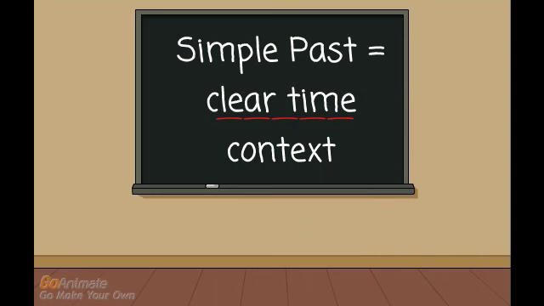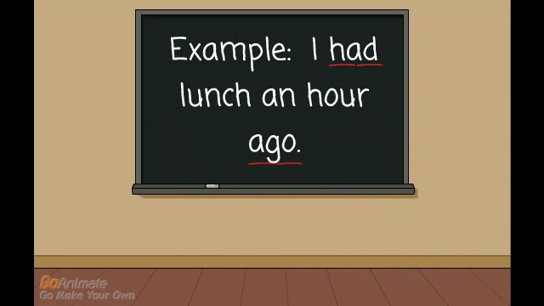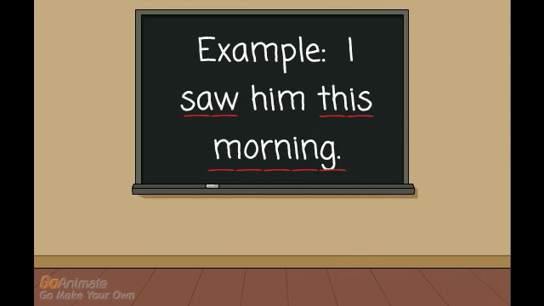On the opposite, simple past is used when we have a clear time context. Here's an example. I had lunch an hour ago. Why? Because we have a clear context. It was an hour ago. We would also use simple past in the following example. I saw him this morning, because the clear context here is this morning, which was in the past.